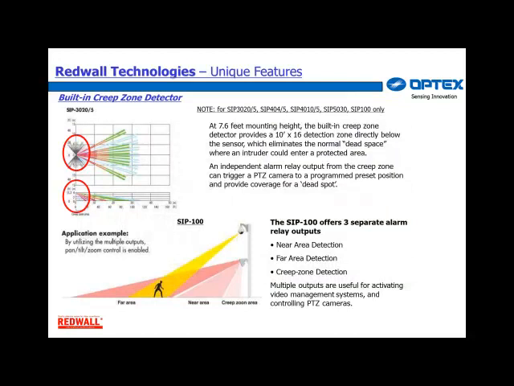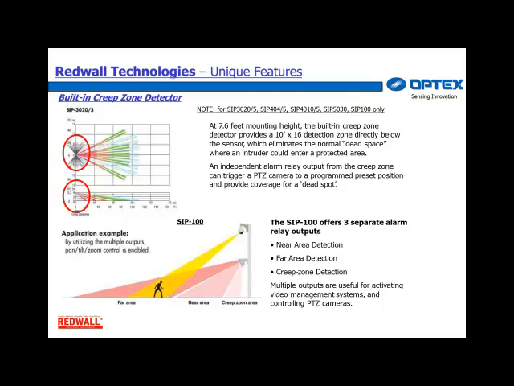So, most unique features on the SIP Redwall. The Redwall can be mounted anywhere between 7.6 and 13 feet, keeping the device safe from possible vandalism. At 7.6 feet mounting height, the built-in creep zone detector provides a 10 by 16 foot detection zone directly below the sensor, which eliminates the normal dead space where an intruder could enter a protected area.